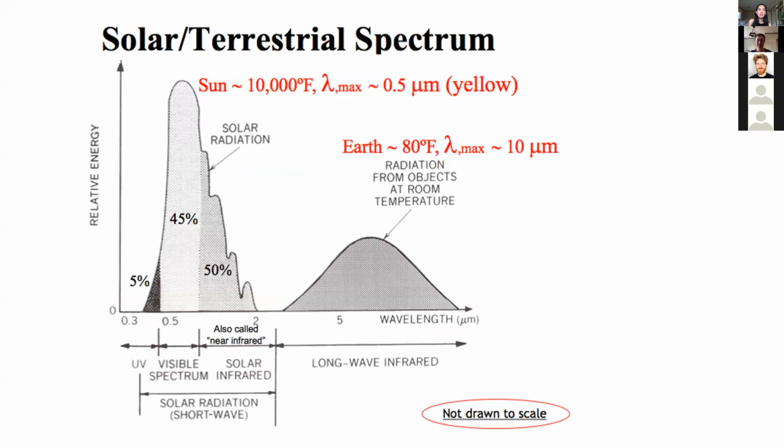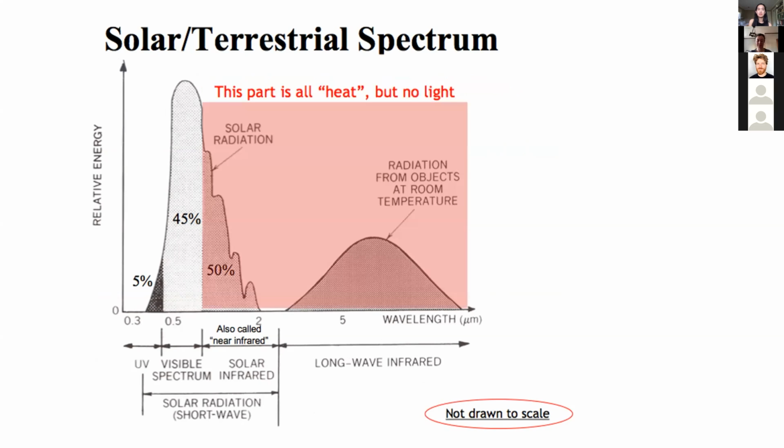And then this is a comparison between solar radiation, and you can see the higher energy state with the sun being 10,000 degrees Fahrenheit and 0.5 micrometers, versus terrestrial radiation, Earth, which is 80 degrees Fahrenheit, 10 micrometers. This red highlight zone is all heat but no light. So wavelengths that are longer than solar infrared or near infrared is heat.